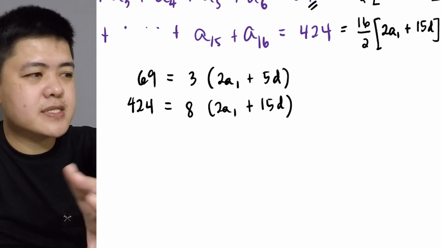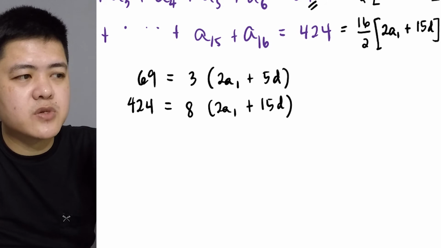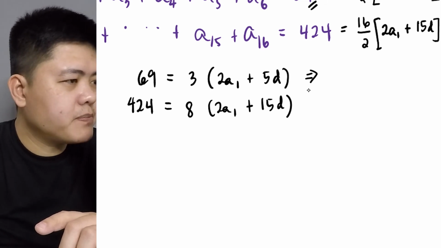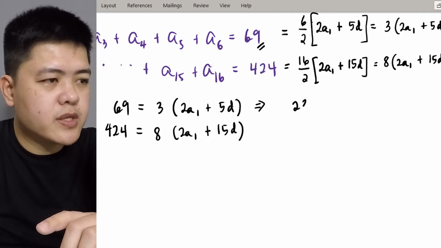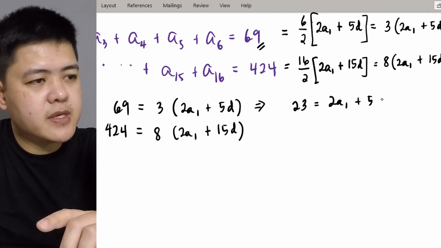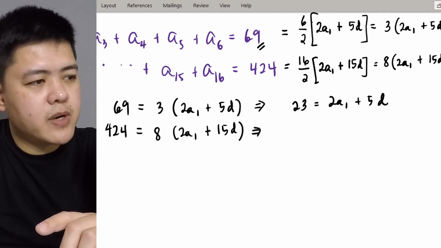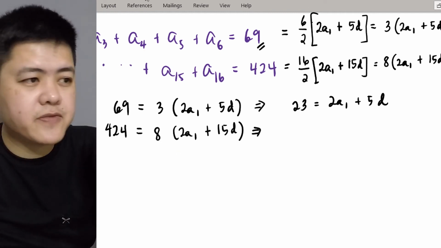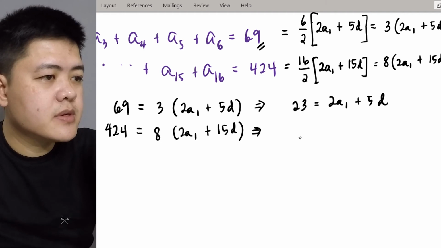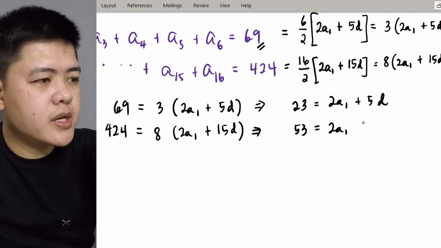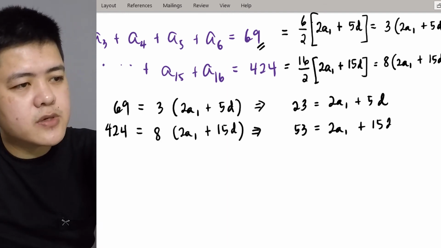Check muna natin. 69 is definitely divisible by 3. So we can simplify this. We'll get 23. So 23 equals 2a sub 1 plus 5d. Yung pangalawa, is 424 divisible by 8? Yeah, 424 divided by 8 is 53. So we'll get 53 equals 2a sub 1 plus 15d. So we're going to solve this.